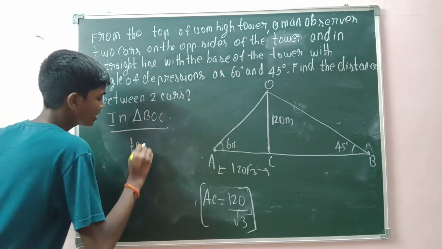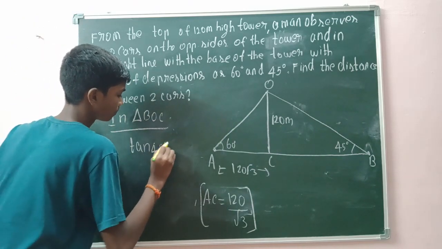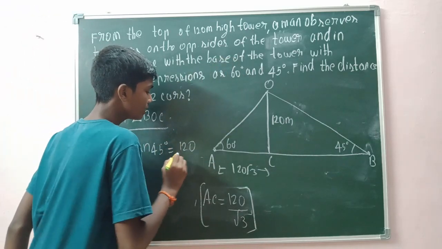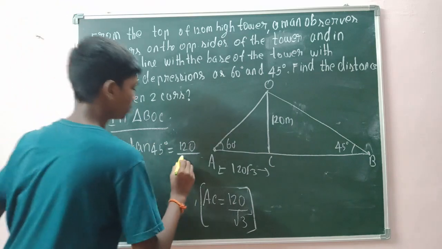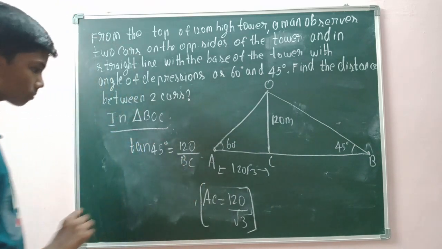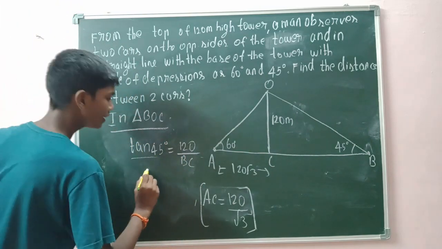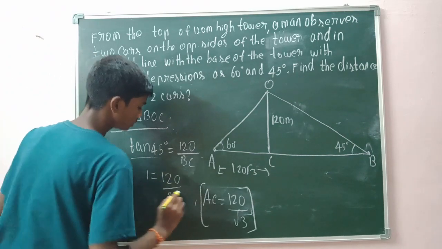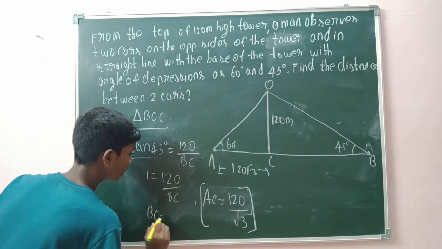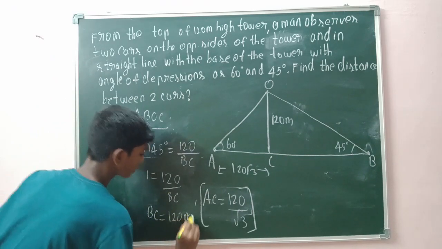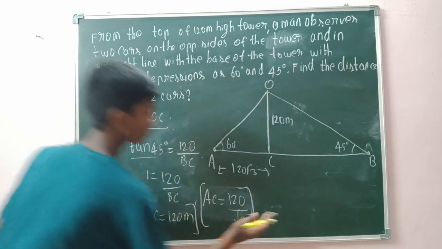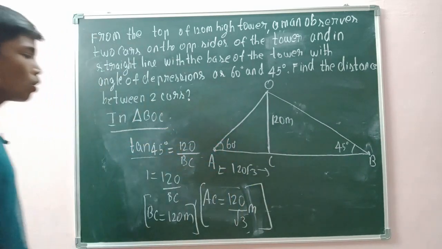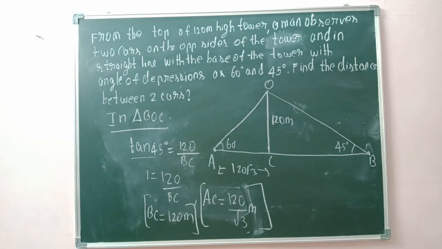So tan of 45 degrees will be nothing but opposite, the tower height 120, divided by the adjacent BC. We know that tan of 45 degrees is 1. So 1 is equal to 120 by BC. Therefore, BC is equal to 120 meters, as well as your AC is equal to 120 by root 3 meters.